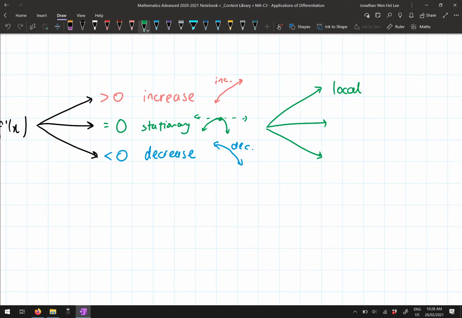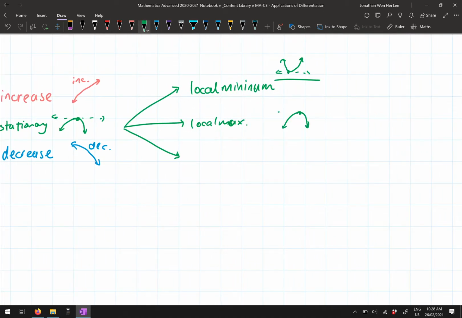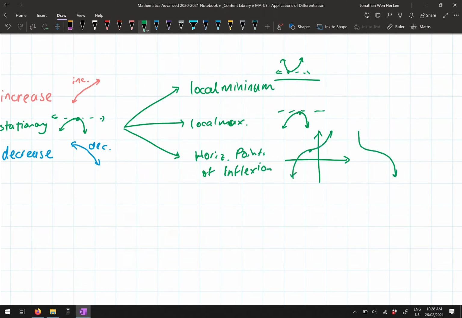Local minimum, which looks like a U, and it's the bottom point of our U. We have a local maximum, which is the upside down version. And the last one is our horizontal point of inflection, which looks like a weird S shape. So it's kind of like that, or in the other direction like that. We talked about our few turning points.